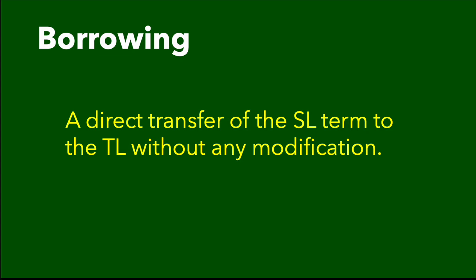First, borrowing. What is borrowing? It's a direct transfer of the source language term to the target language without any modification. Without any modification is a little bit difficult since English is written in Romaji, Romanized characters, and Japanese is written in kana or kanji. So without any modification is a little bit difficult. That's a little bit difficult to say, but as close as possible.